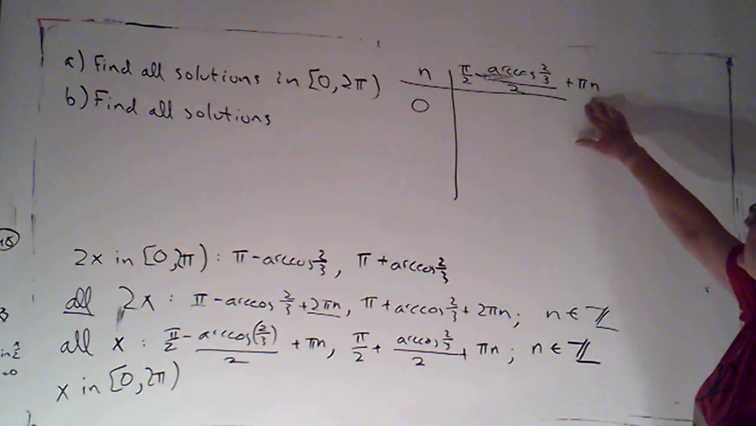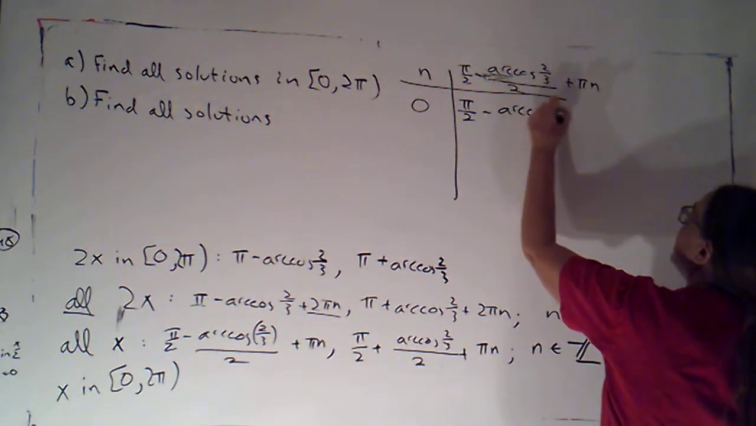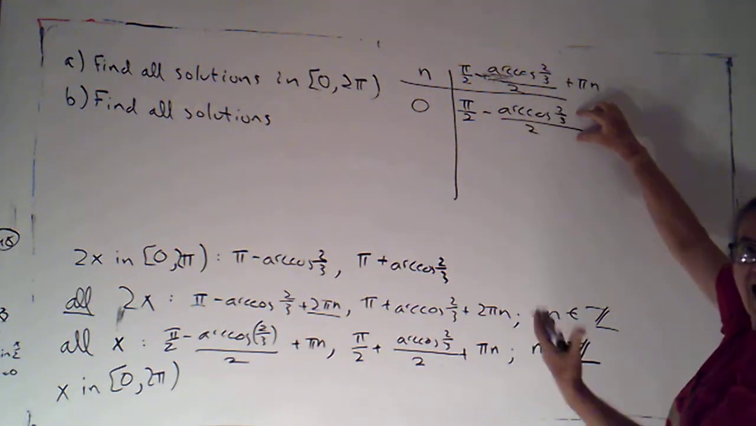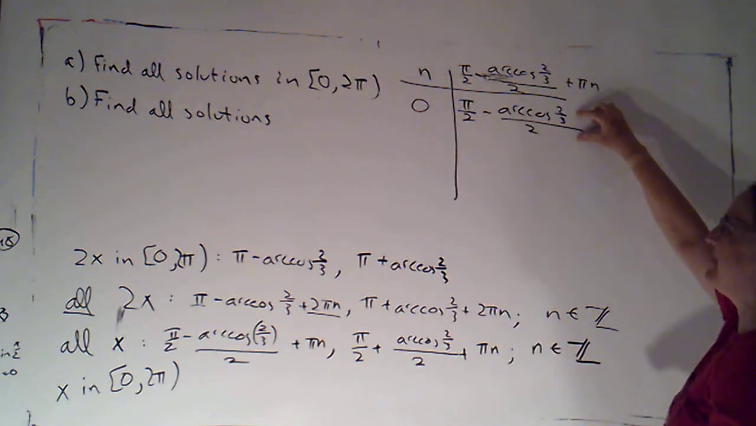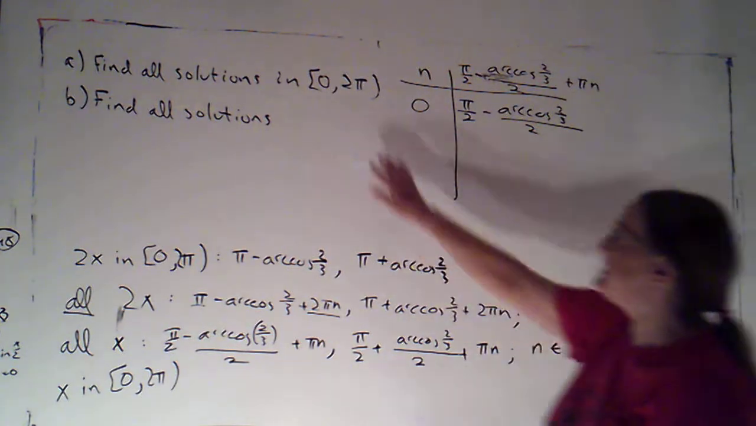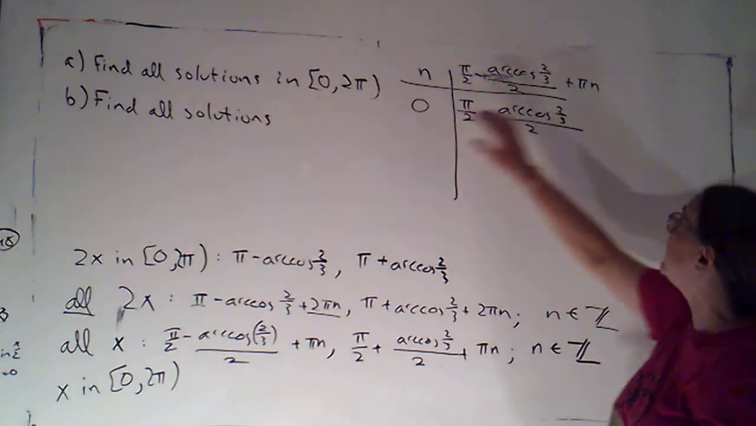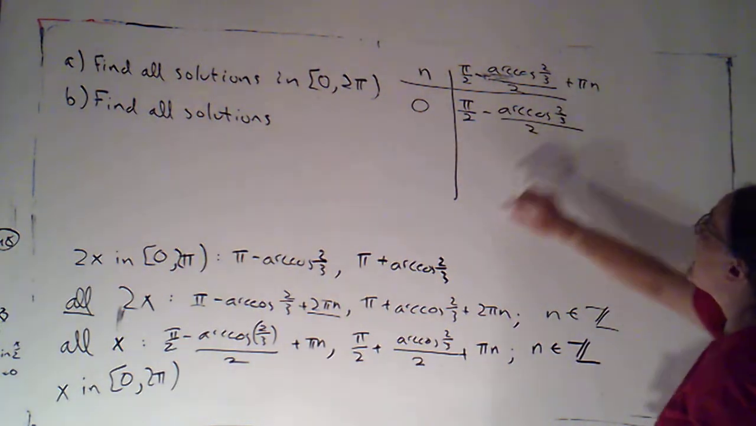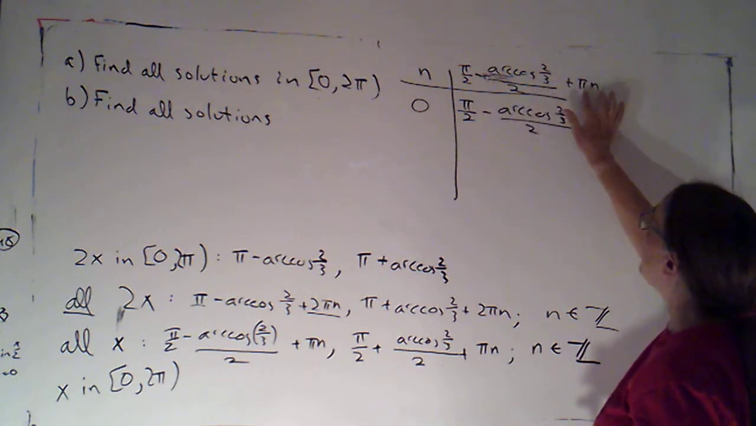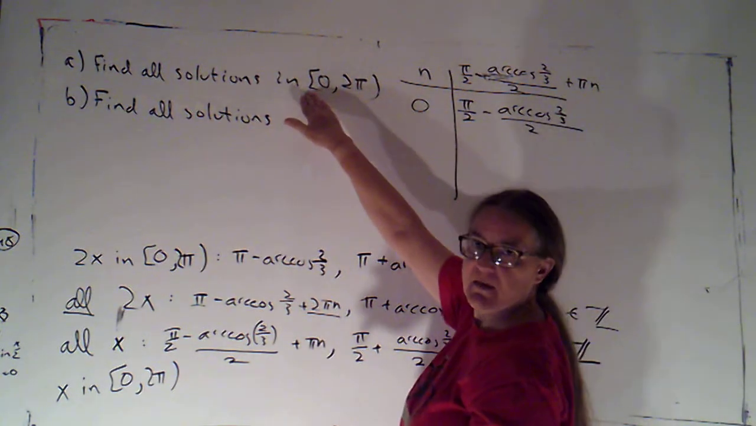Now, if n is 0, that kills off this term, and I've just got pi over 2 minus arc cosine of 2/3 over 2. This is an acute angle, because it's half of arc cosine of 2/3, which was an acute angle. Pi over 2 minus an acute angle is just going to be an acute angle. So it's definitely in this interval. I don't want to let n be any smaller than that. If n was -1, I'd have pi over 2 minus an acute angle minus pi. That would give me a negative angle. That would be too small to be in this interval.